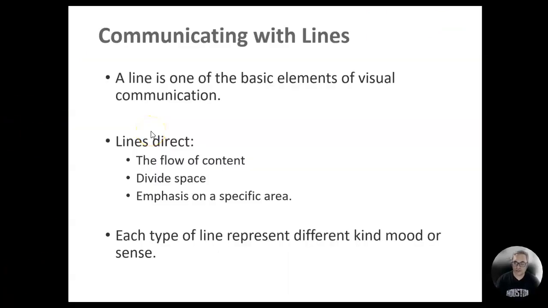So line is pretty interesting. Line is one of the basic elements of visual communication. It directs the flow of movement and the flow of content. And without lines, you really can't keep things structured or contained or focused in a lot of different areas. It helps divide space and creates an emphasis on a specific area a lot of times. It helps direct the viewer's movement and the viewer's eye focus as well. Different types of lines represent different kinds of moods or senses when you take a look at a lot of things.